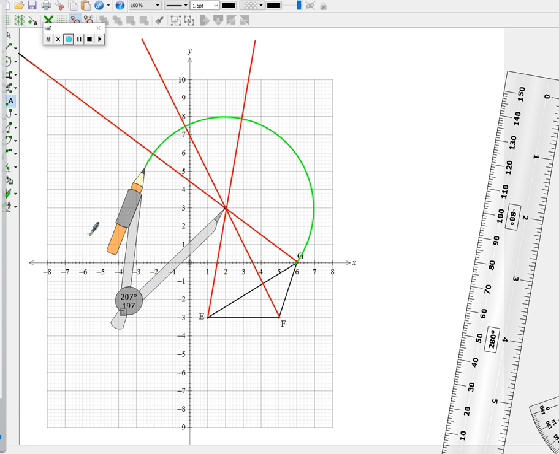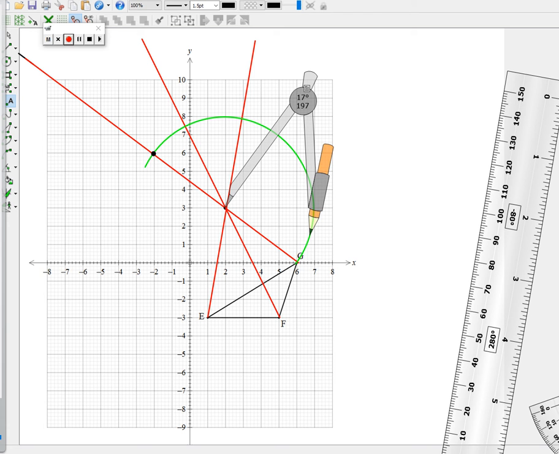So this is a line that comes from G. So this point here is the image of G, where the arc from G meets the line coming from G, right? So there's the image of G.